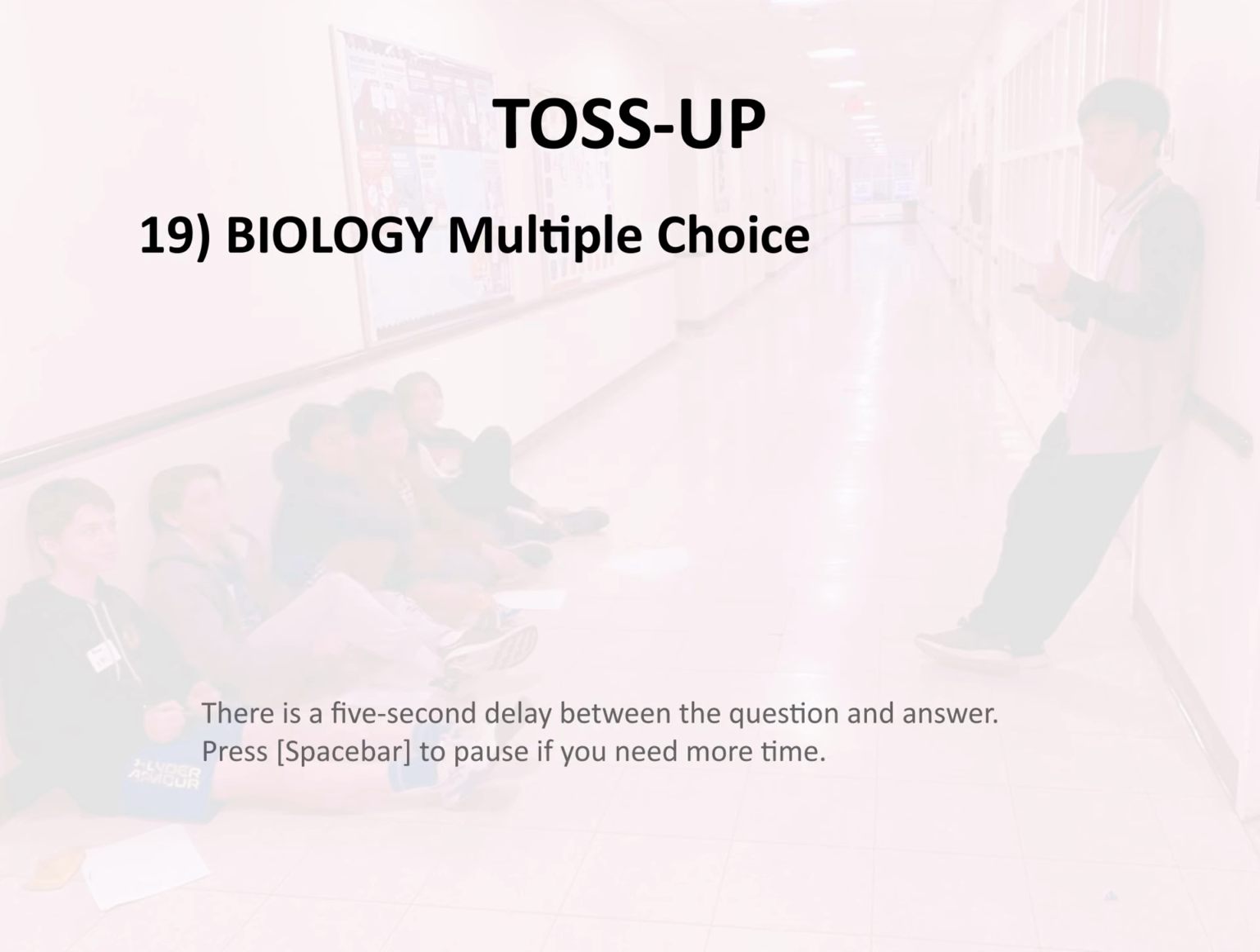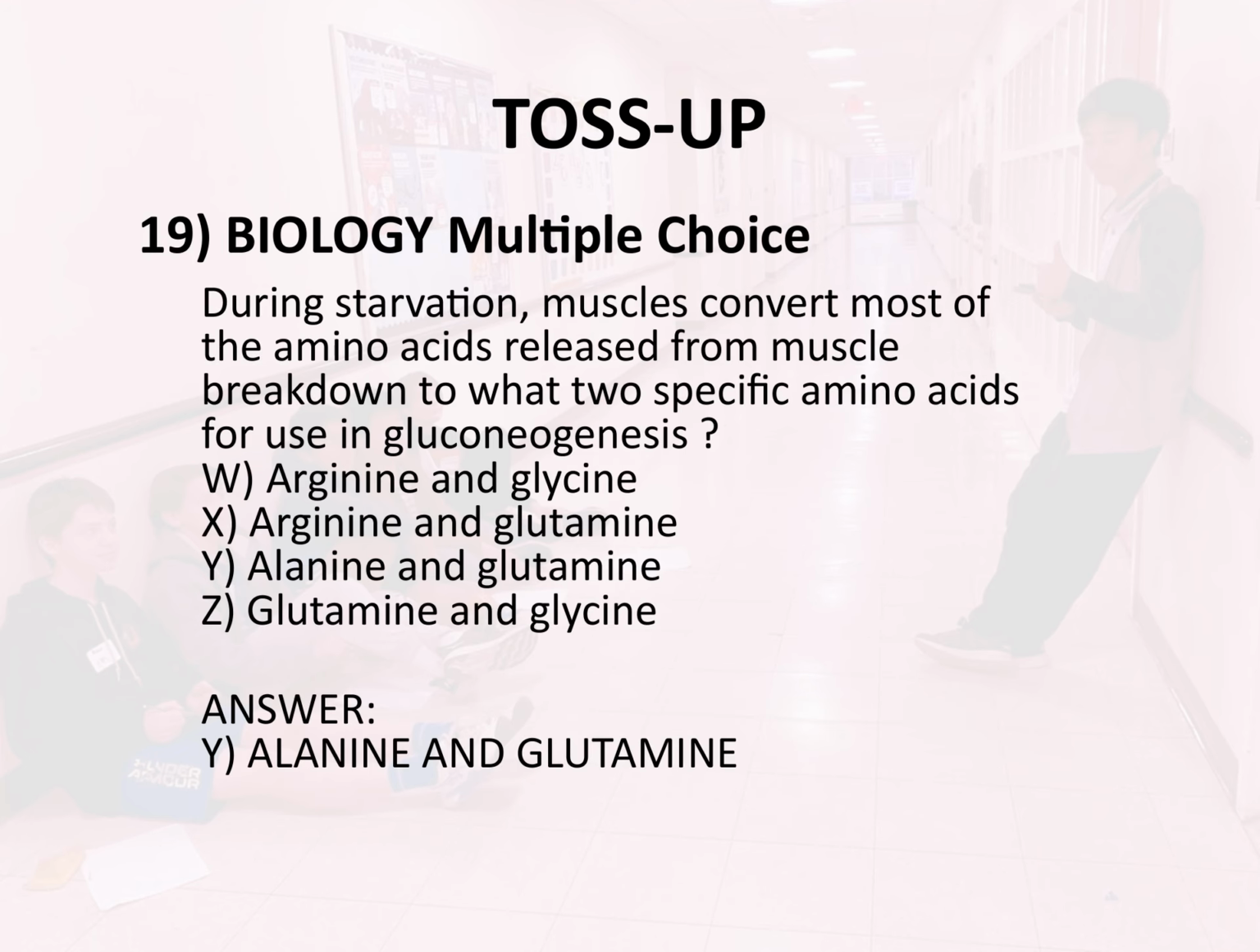Toss-up 19. Biology. Multiple choice. During starvation, mussels convert most of the amino acids released from muscle breakdown to what 2 specific amino acids for use in gluconeogenesis? W. Arginine and glycine. X. Arginine and glutamine. Y. Alanine and glutamine. Z. Glutamine and glycine. Answer: Y. Alanine and glutamine.